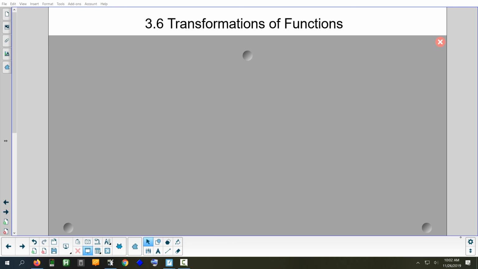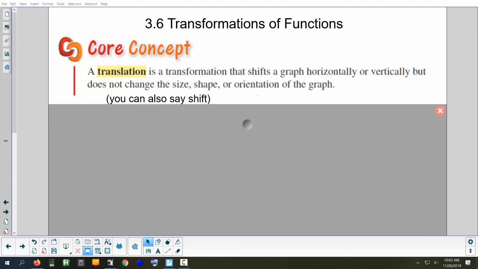Okay, so section 3.6 is going to review a little bit of what we did yesterday, except we're not going to specifically talk about absolute value. We're just going to talk about transformations in general. We might look at a little bit with lines, which is actually simpler than absolute value.